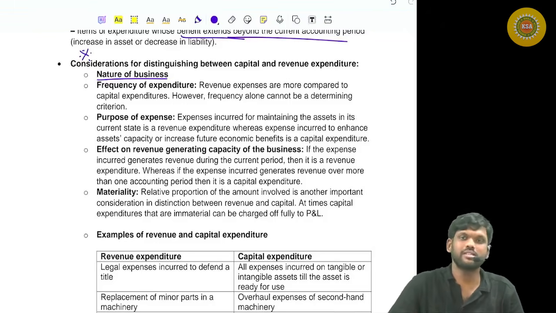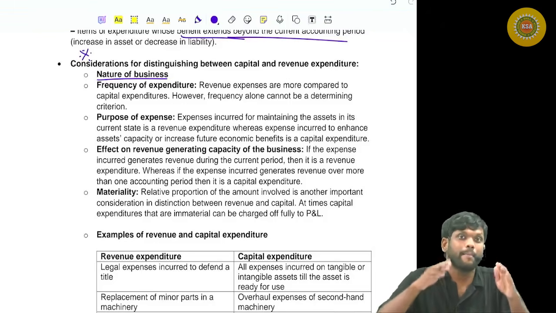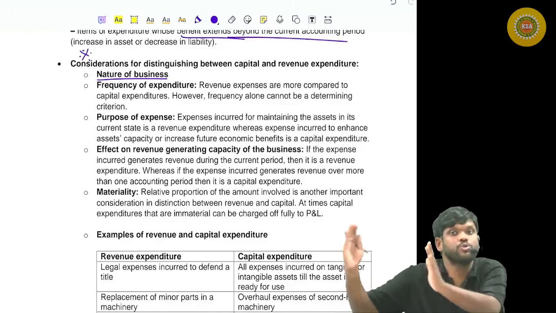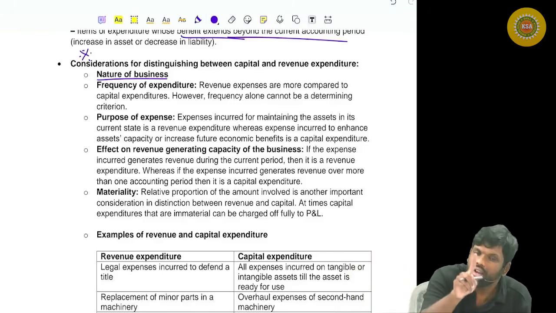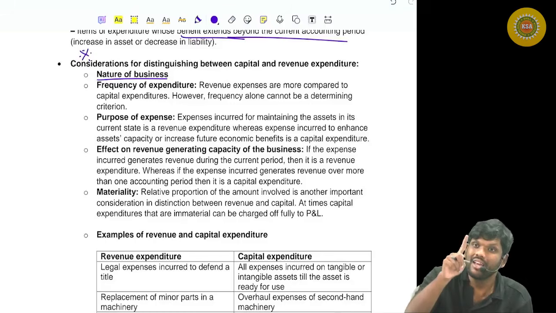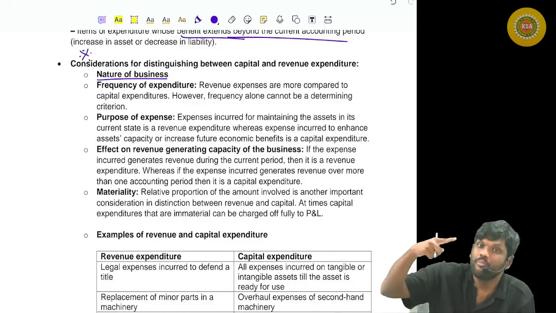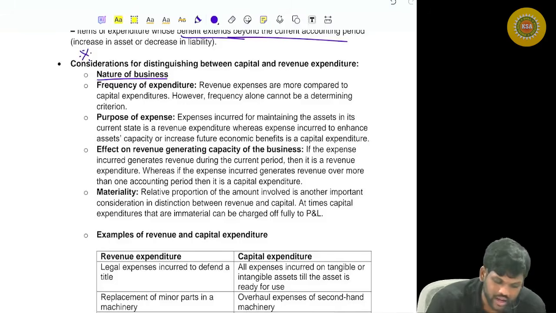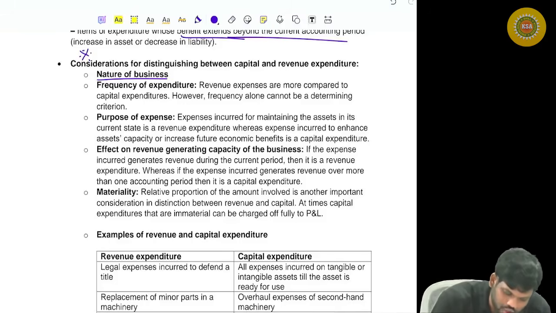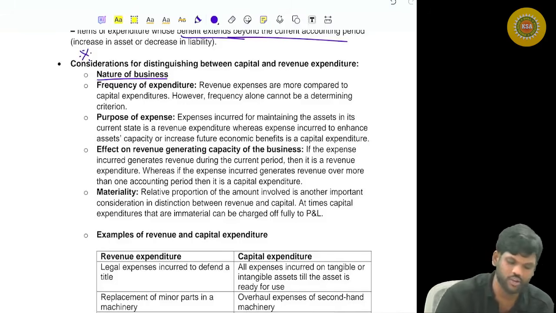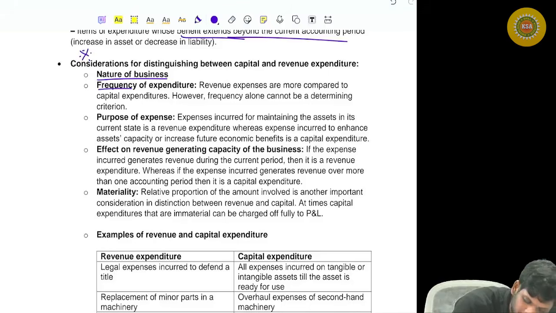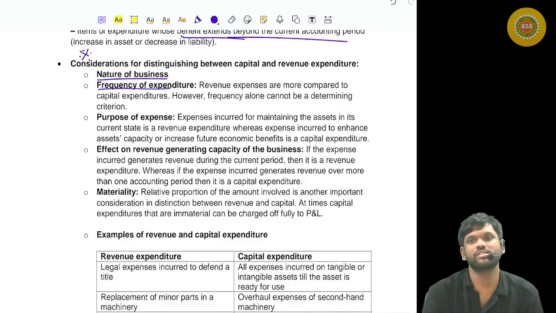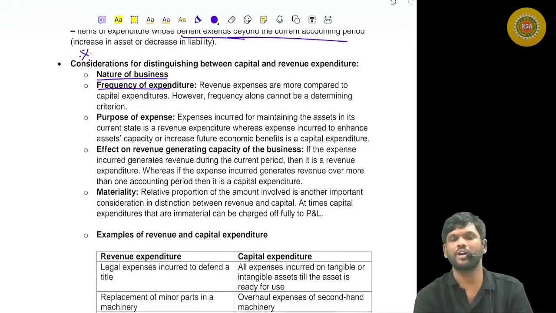But in another business, he buys the building and uses it in his business for multiple years. So in that nature of business, the expense on the building will give benefit over multiple years, that will become a capital expenditure. So whether a particular expense is revenue expenditure or capital expenditure depends on the nature of business, depends on the frequency. Generally it will not always be so, but generally revenue expenditures will be incurred more frequently compared to capital expenditure.